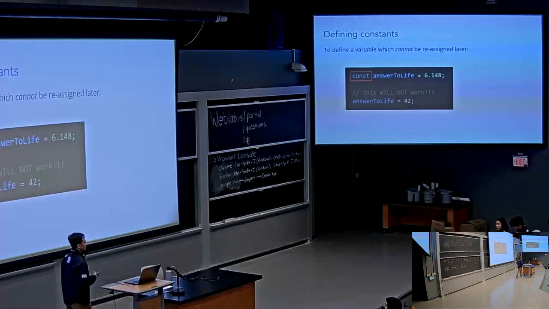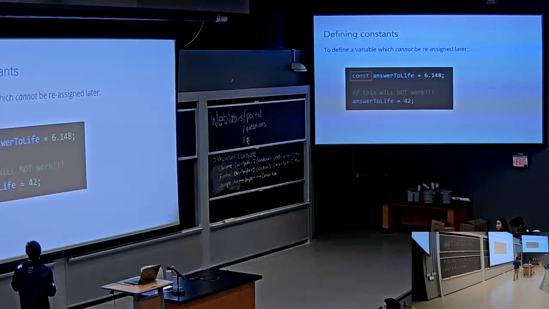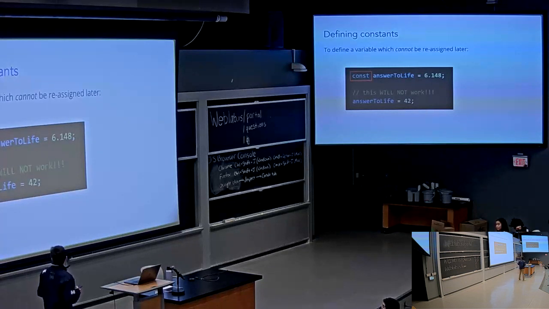Another way we can define variables is by using the word const, and this is to define constants. However, if we use the const keyword, we actually cannot reassign this variable later. So if we use const here and we say the answer to life is 6.148, and we try to redefine it to be 42 later, we're not actually able to do that.